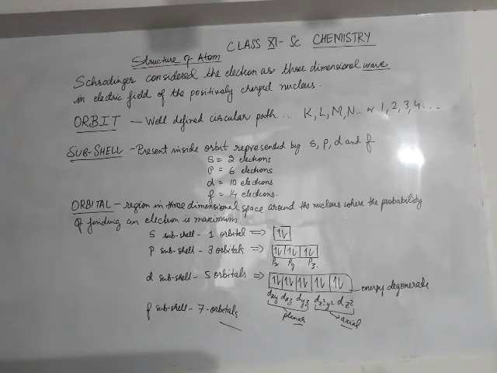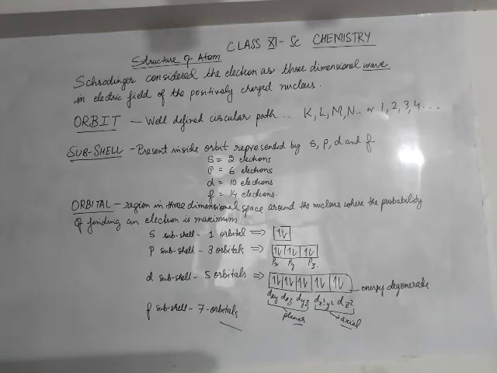Now, in the Aufbau principle, if you see a class 11 textbook, you will find small alphabets like S, P, D and F. Now, what are those S, P, D and F? I would like to explain to you today very briefly and shortly in this short video.